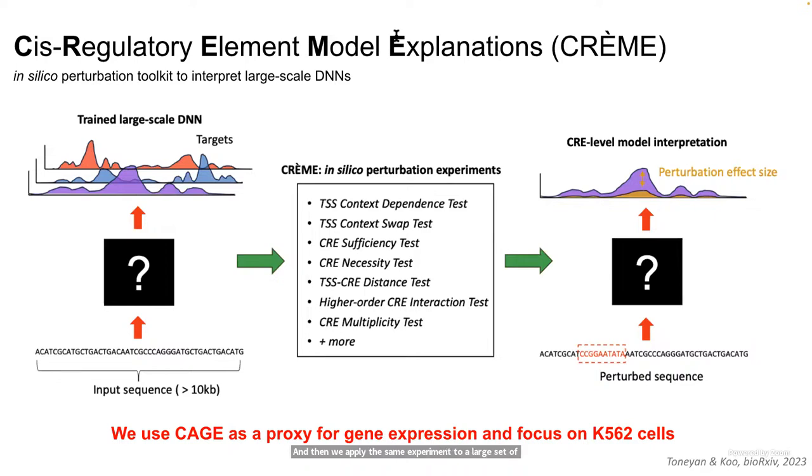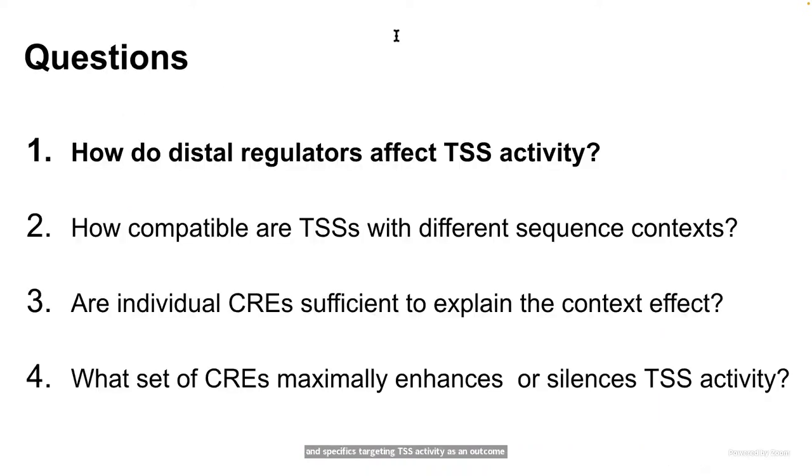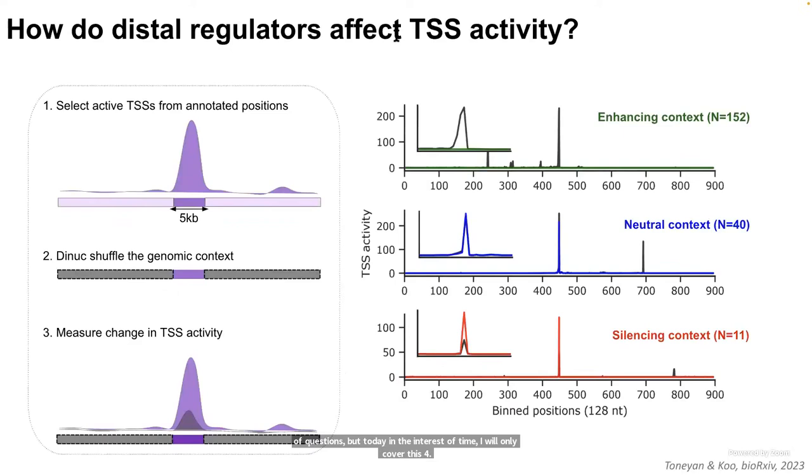To demonstrate the utility of CREM today, I will focus on the K562 cell line and CAGE predictions as an output, and specifically targeting TSS activity as an outcome. Using CREM in our manuscript, we focus on a large set of questions, but today, in the interest of time, I will only cover these four. And to start, we're going to address the question of how these regulators affect TSS activity in the model predictions.